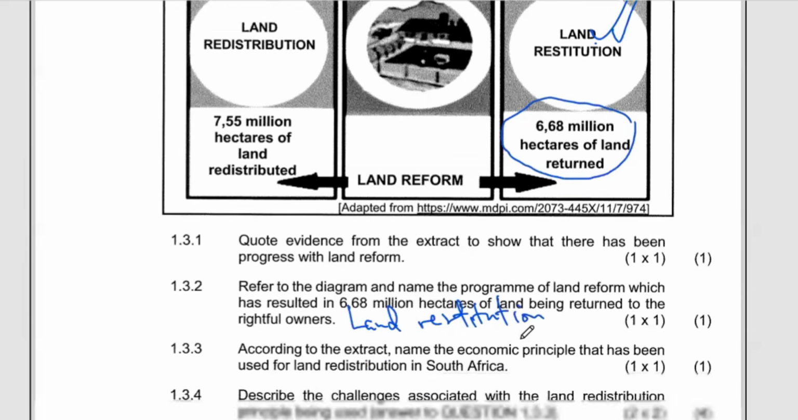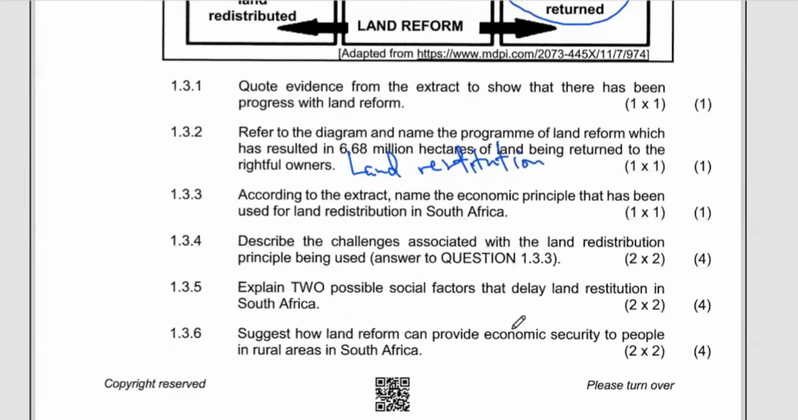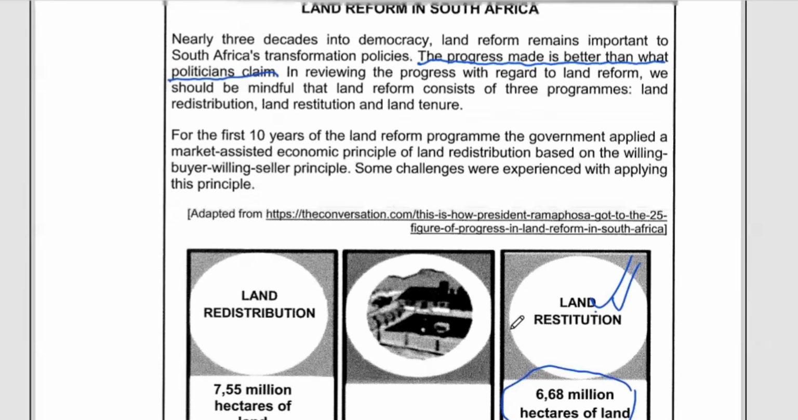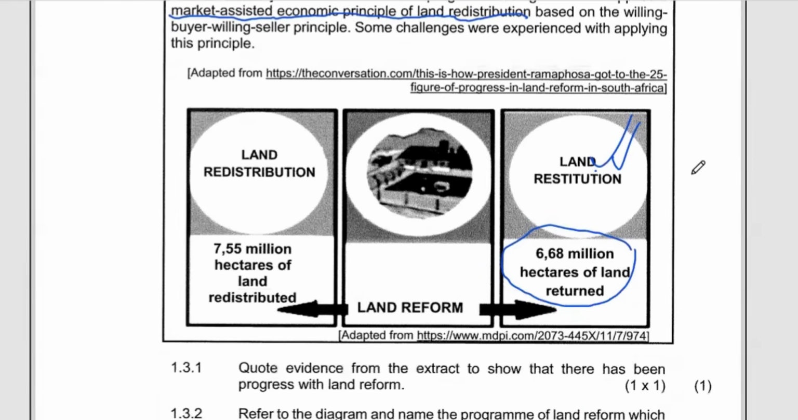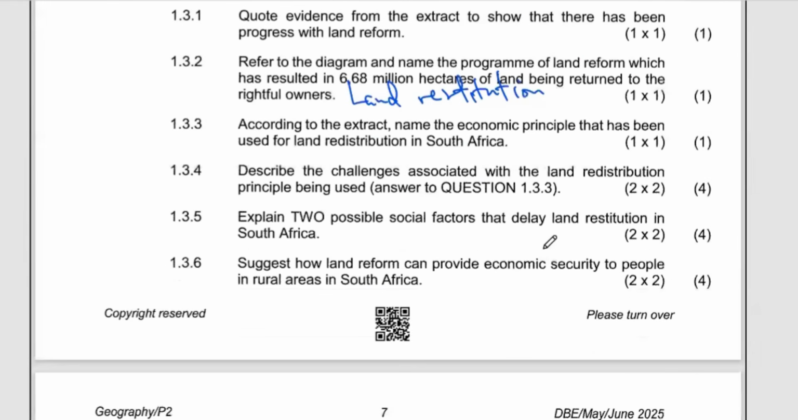Right. We move on to the next question. According to the extract, name the economic principle that has been used for land redistribution. Right, we go to our extract, we find it says, for the first 10 years of the land reform program, the government applied a market-assisted economic principle of land redistribution. That is the principle that has been applied, market-assisted economic principle.